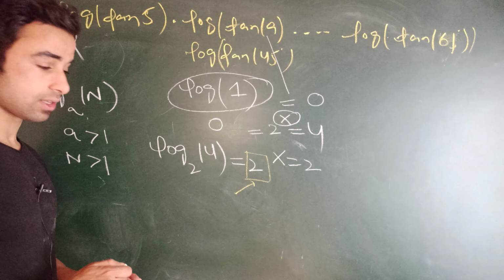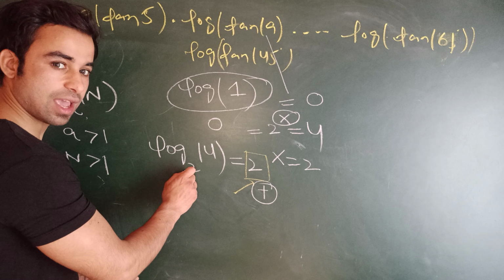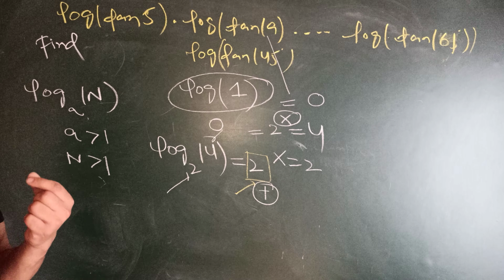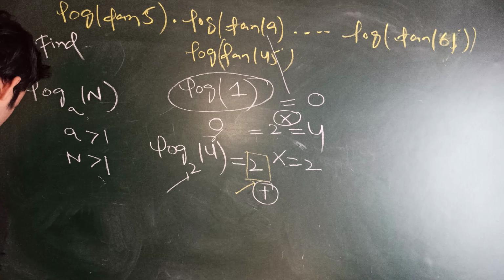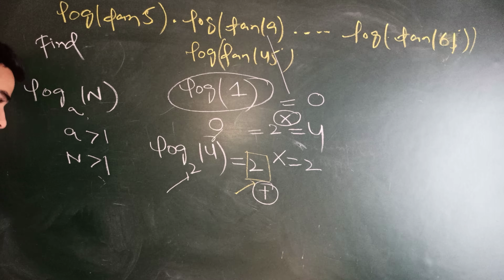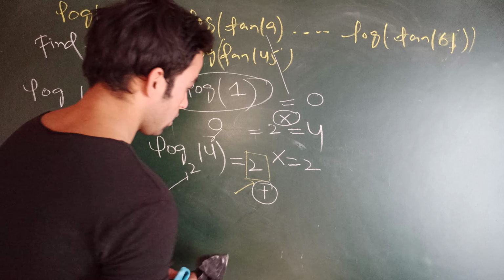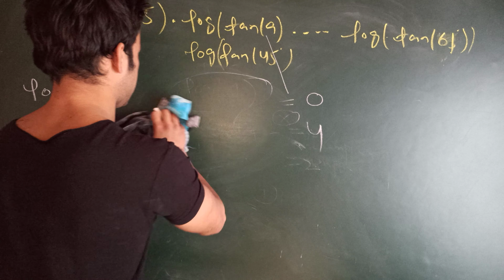That simply means if the right side is a positive number, the base and the inner thing are greater than 1. Now they can be lesser than 1 as well, but in that case we're going to talk about it now. So if both are greater than 1, the value will always come out to be a positive number. Now what if both are lesser than 1? Okay, let's see how it goes.